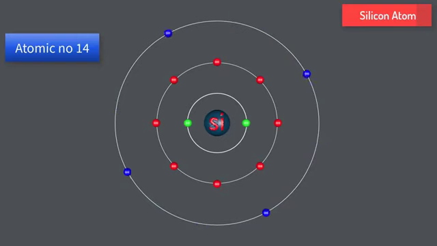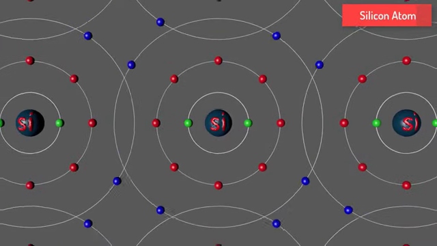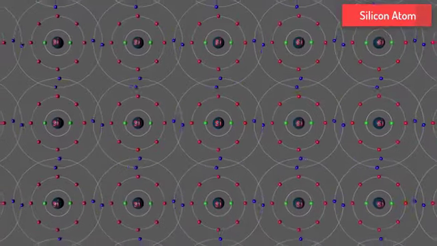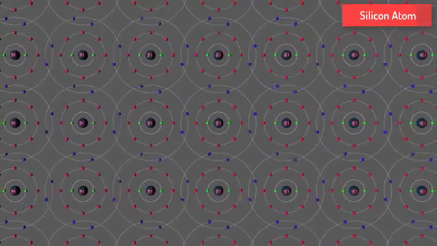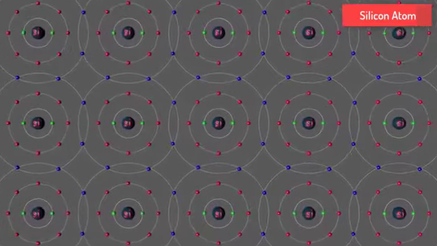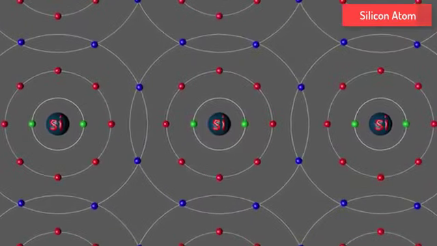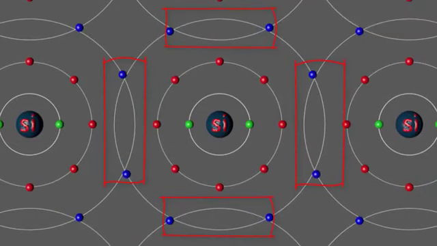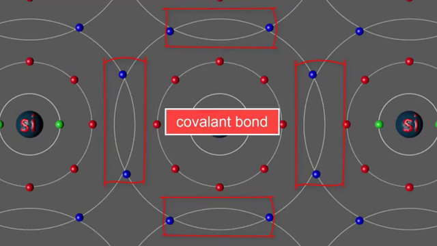Silicon atom. The atomic number of silicon is 14, so it has 14 electrons in its shells. Four electrons are in the valence shell. They move freely around the valence shell. Every silicon valence shell atom is bonded with the neighboring silicon valence shell. There are no free electrons and holes. This type of bonding is called a covalent bond.